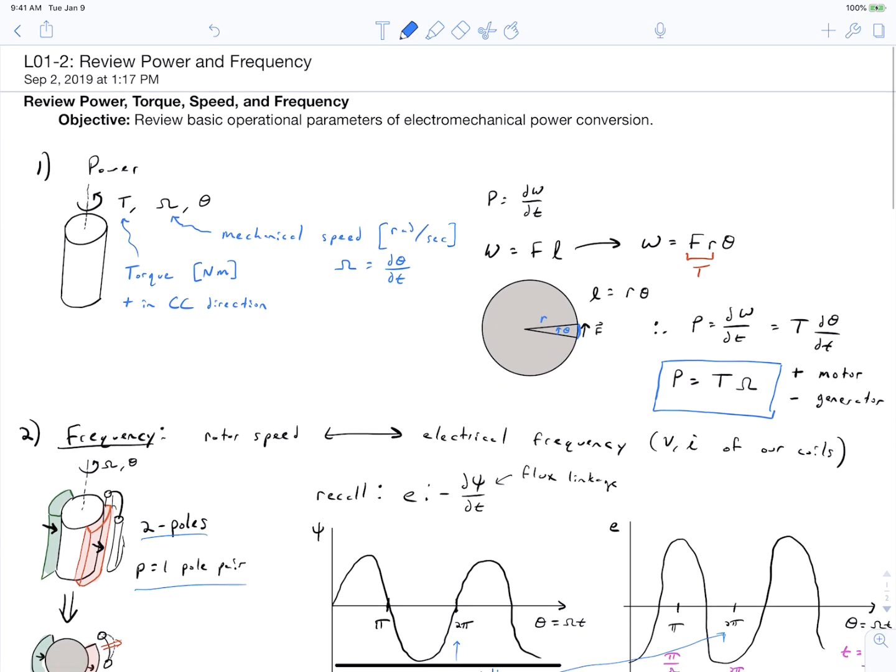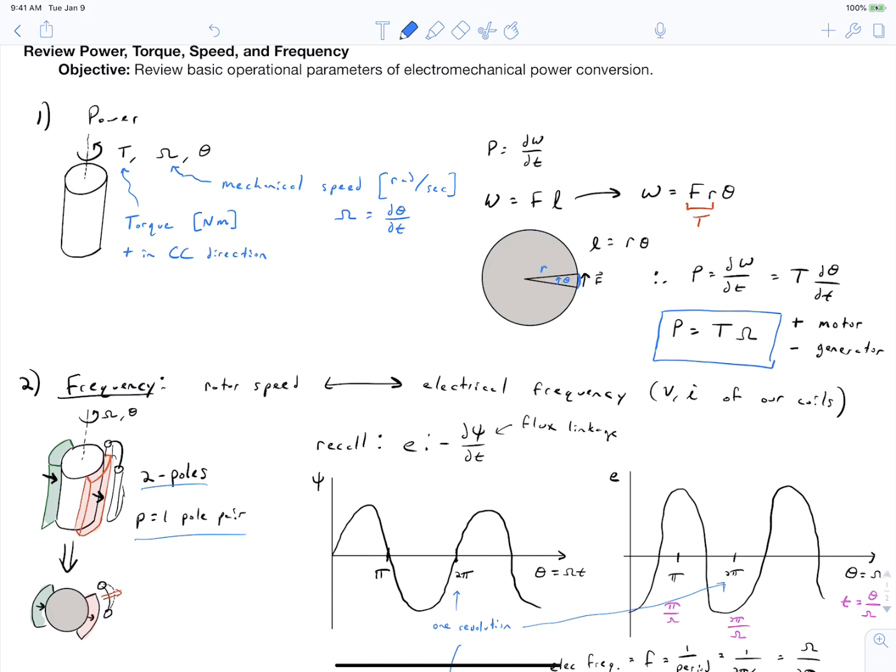So in summary, we've reviewed the basic power, torque, speed, and frequency relationships for electromechanical power conversion. This is largely based on material that you should have seen in prior coursework, but it's nice to review it to set the stage for this class and also to see the nomenclature that we will be using in the class. We specifically talked about how power is related to torque and shaft speed, and we talked about how shaft speed is related to the frequency of the voltage and currents in our motor coils.